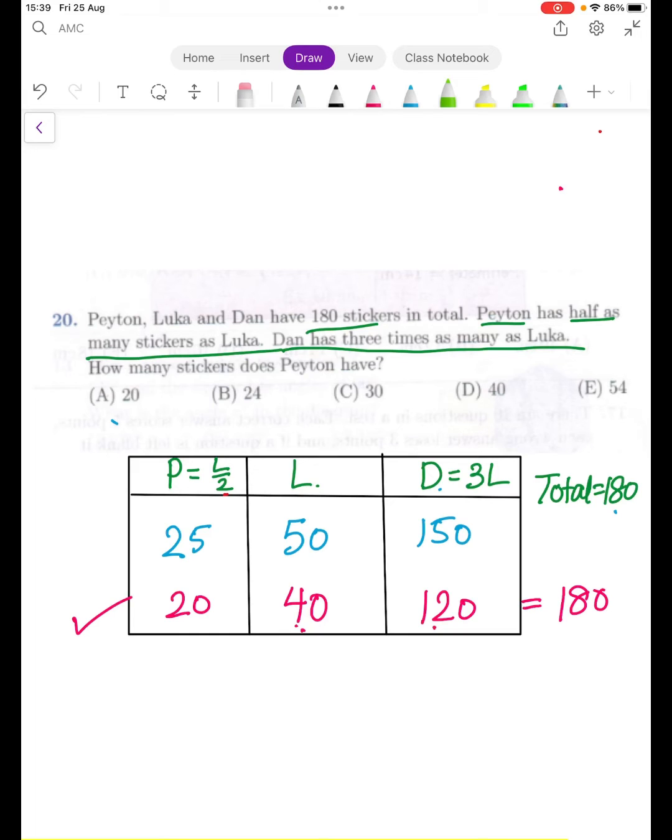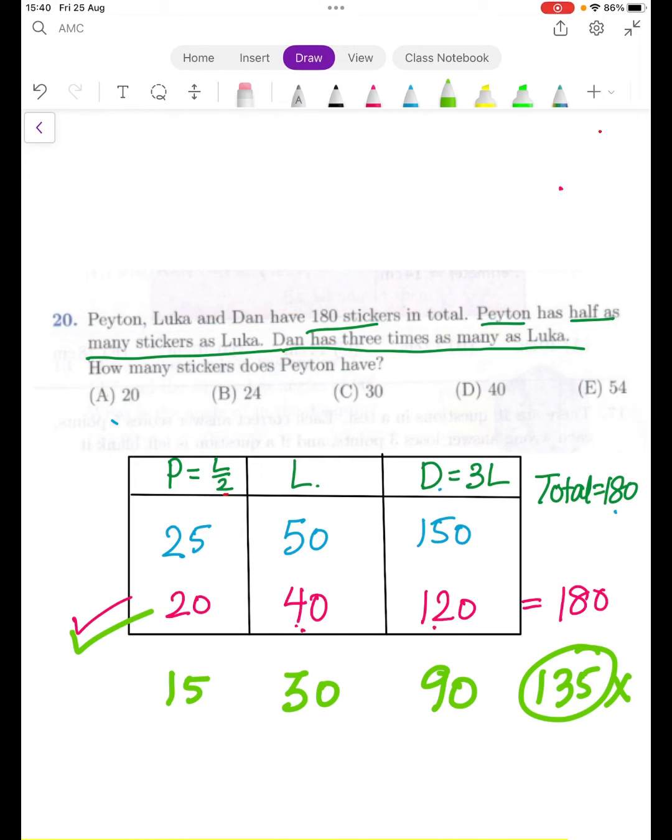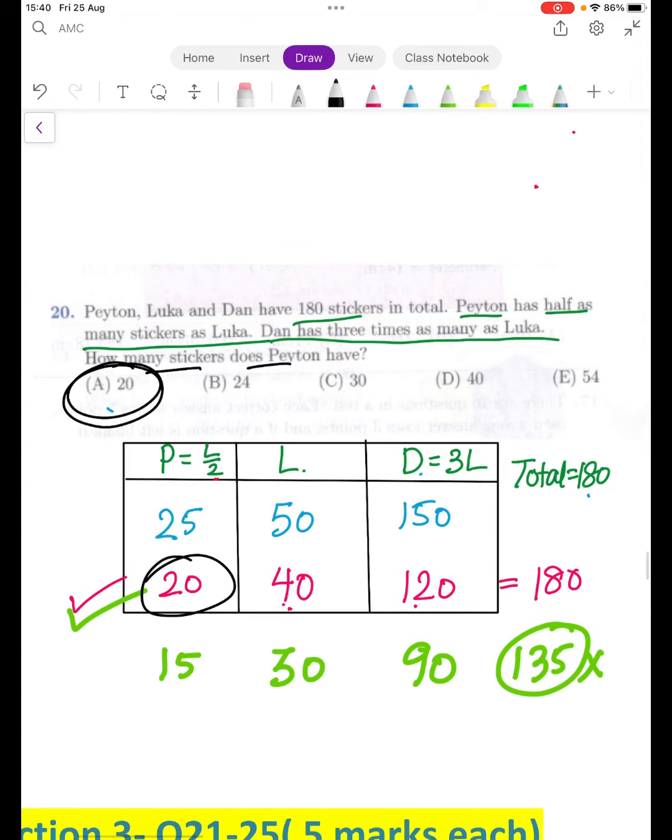But if you did not think of 40, if you were trying different answers, let's try to work it out. If you were thinking of 30, none of the other answers would work, but let me just try out one more. If Luca had 30, that means Peyton would have 15 and Dan would have 3 times of Luca. That will be 90. 90, 120, 135. This is 135. So as you can see, this did not work. You can try different options, but we were lucky we got our correct answer quite quickly. Let's see, what was the question? How many stickers does Peyton have? We can see Peyton has 20. Answer is A.